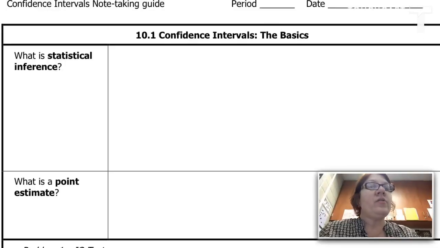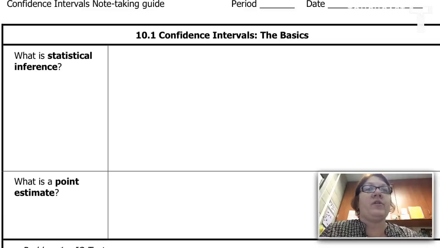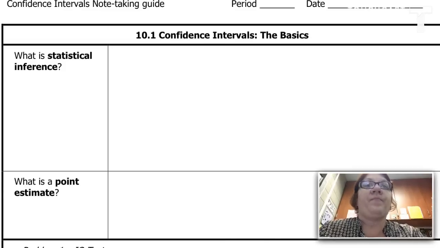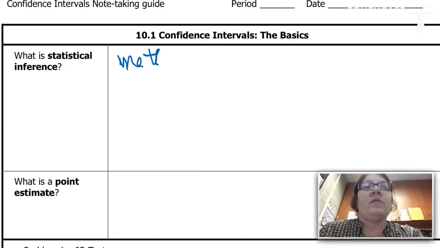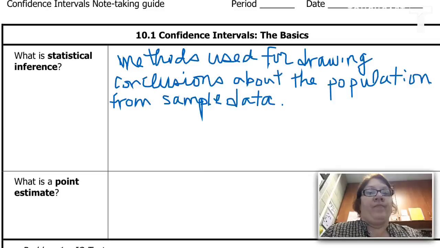Hey statisticians! In this next chapter we're going to be looking at statistical inference, and specifically using confidence intervals, which is what we started with the Hershey-Kiss activity today. The first thing we want to do is define what statistical inference is. A formal definition is: methods that we use for drawing conclusions about the population from our sample data.